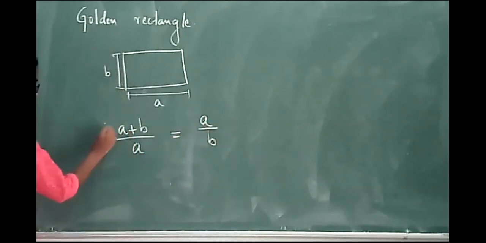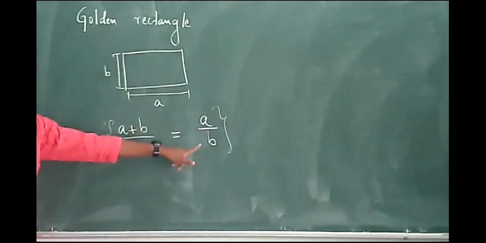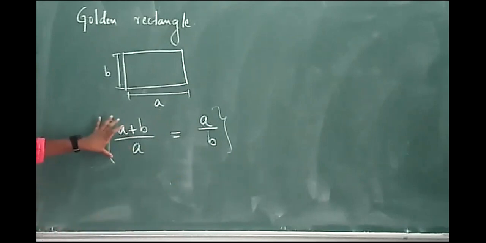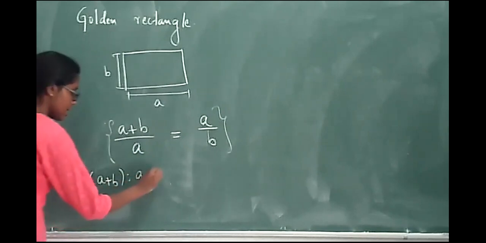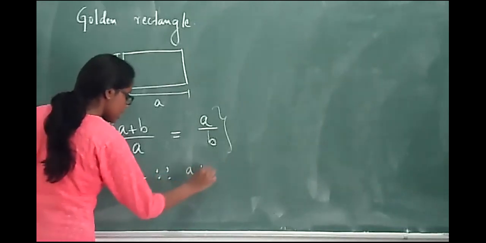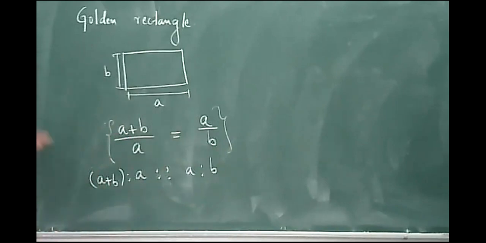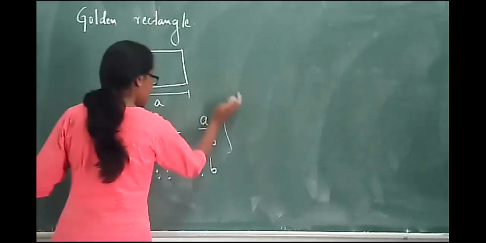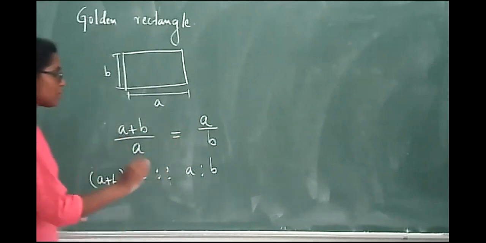So this is one ratio and this is another ratio, but we are equating these two ratios. So actually, this and this are in proportion, right? We can say A plus B is to A as A is to B. So this entire thing, whatever we learned in the last class, was proportional. Not every rectangle possesses this property. Only the golden rectangle does, and this value is exactly equal to an irrational number.